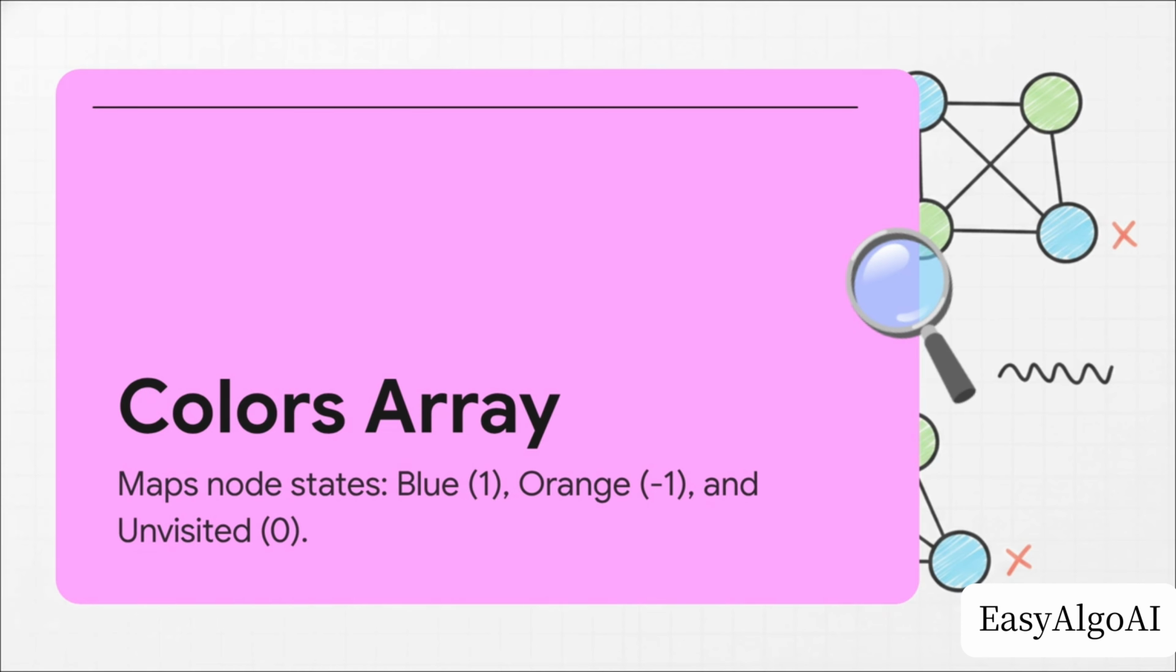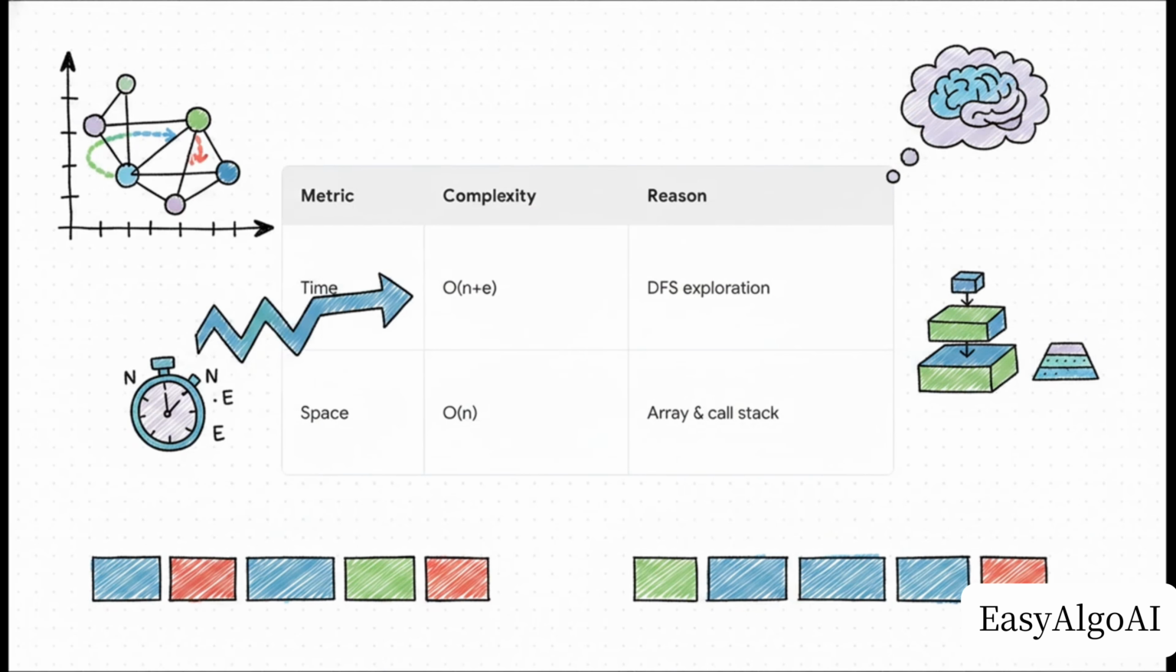And to keep track of the whole shebang, we create an array called colors, initially filling it with zeros. A 0 just means unvisited node. So as our DFS explores the graph, we are continuously updating this colors array, swapping out those zeros for ones or -1s. So how efficient is this strategy in the real world?